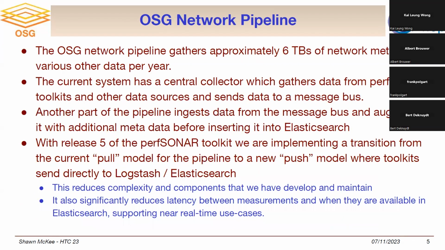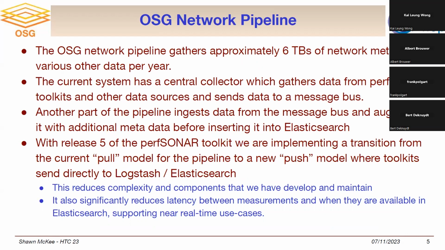We are currently in the middle of a pipeline transition. So this OSG network pipeline actually is responsible for getting about 6 terabytes of network metrics and associated metadata per year from all of these Sonar nodes and other data systems that we have. We have a central collector. There's a message bus. The central collector reaches out to the Sonar nodes, puts the data on the bus. There's a separate part that then ingests the data from the bus and puts it into a central Elasticsearch.